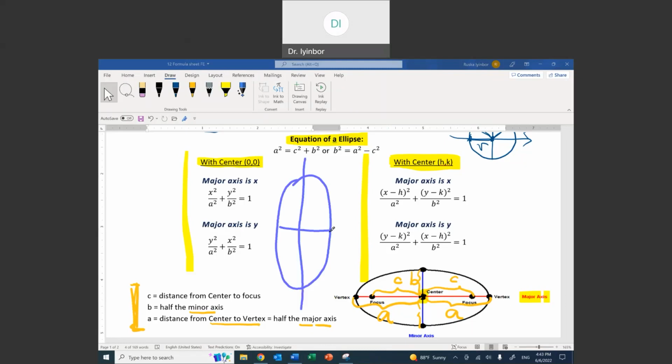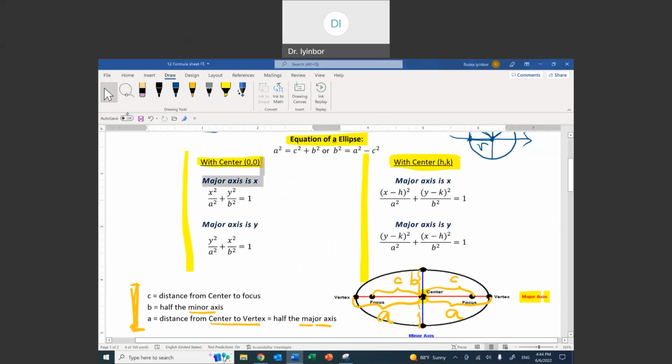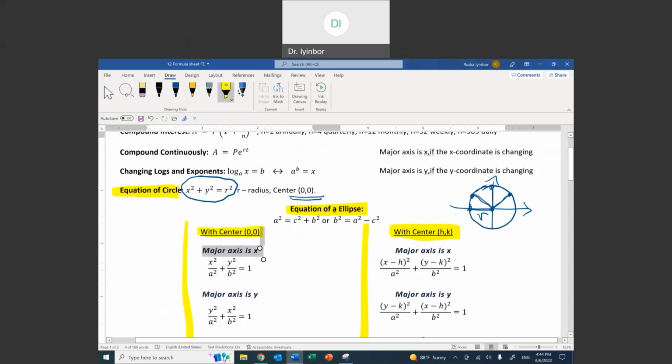And these are the vertices. So you have a vertex here, a vertex down here, and you have 2 focuses inside. Okay? So it's kind of flipped by a 90-degree angle. So this is major axis y, this is major axis x. That's the difference between those 2. Sometimes it's going to say major axis x or major axis y. Sometimes it's not going to say which one it is, but you can figure it out using this.